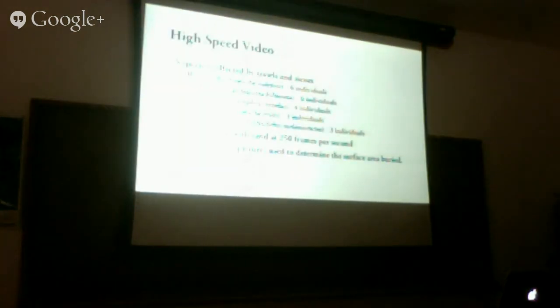So I took high-speed video of individuals. I had 5 species that were collected by trawls and seines by the fish class, the invert class, and some RU students. And I filmed them individually in a small tank with a couple millimeters of sand in the bottom. And I also took pictures before and after they buried to compare how much of their surface area was covered in sand.